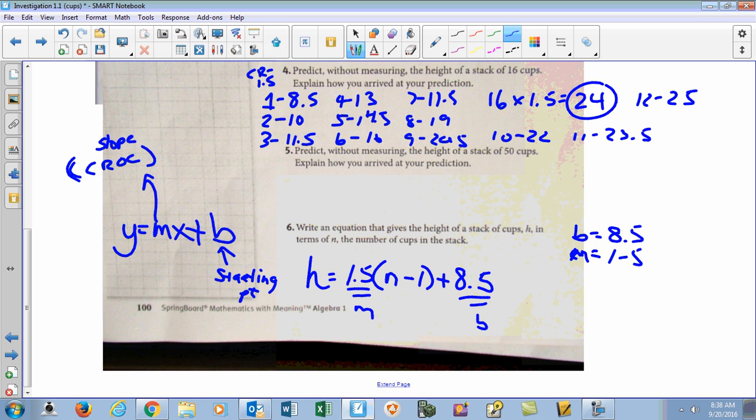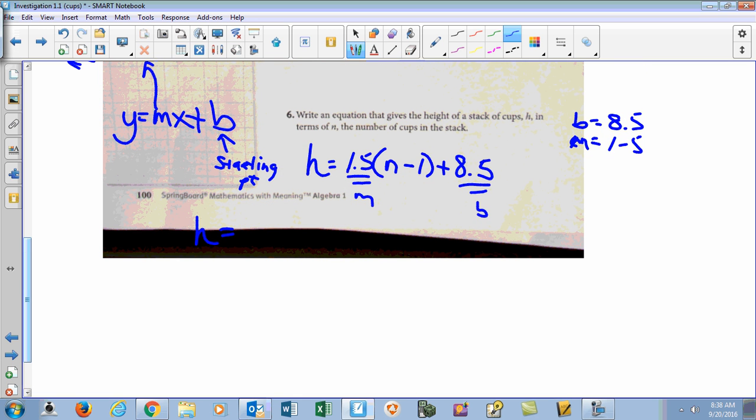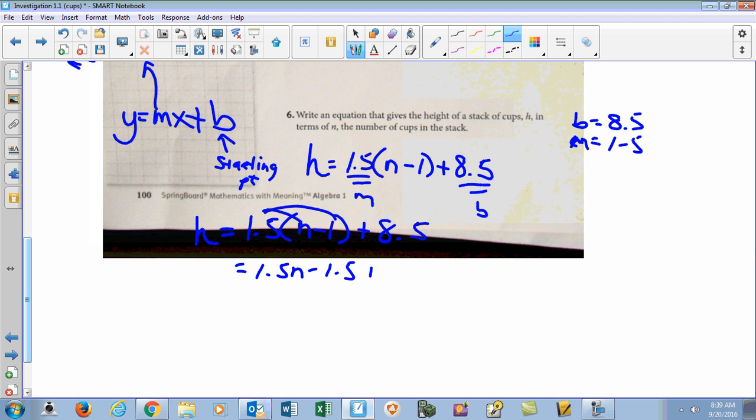Now I could still put this into this form. This would just take some multiplying, right? We've been solving equations, right? So if I have n minus 1 plus 8.5, isn't this just multiplying and combining like terms, right? If I have some number multiplied into this, what would we call that when I multiply this through to each term? Who remembers what we call that? Starts with a D, and it's a property. Distributive property. So when you multiply it through, you get 1.5n minus 1.5 plus 8.5.